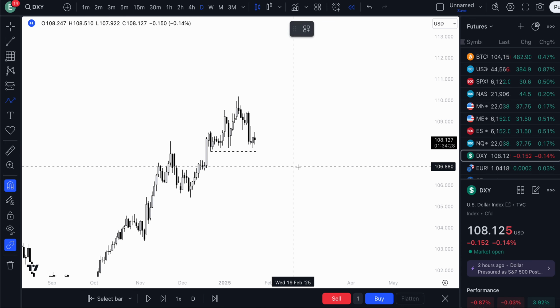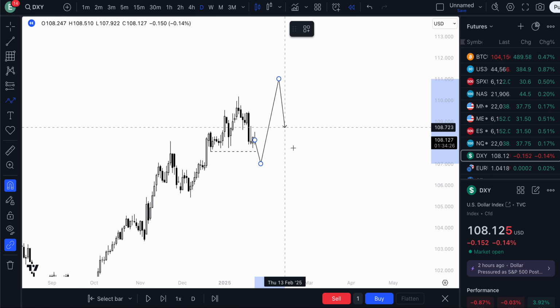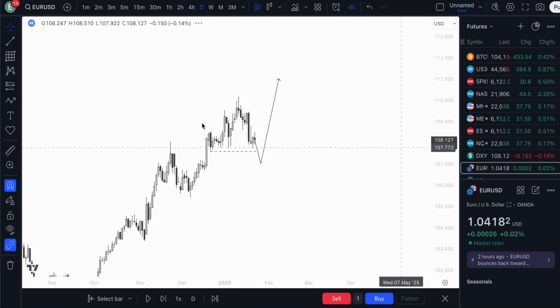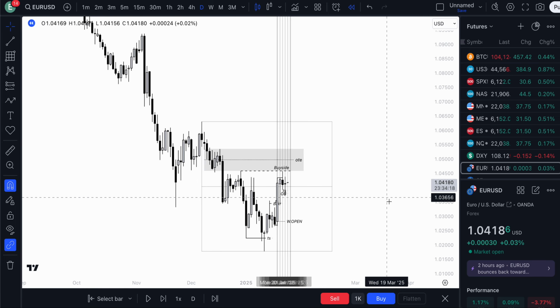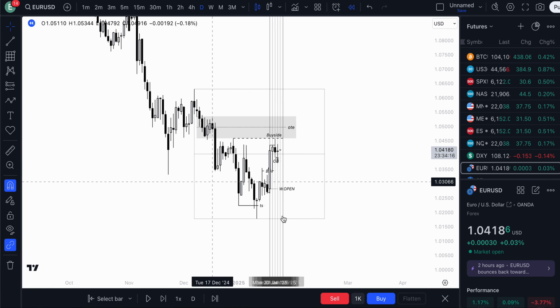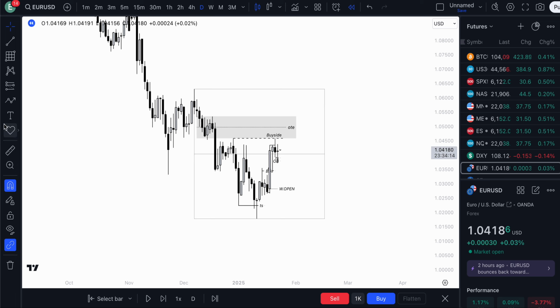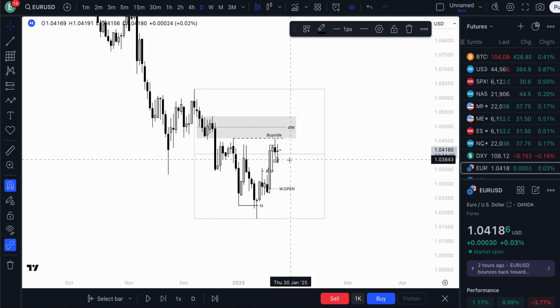The dollar should look like that. The euro should hit that buy side level right here. OTE, send price lower. So yeah, quick little overview on that.